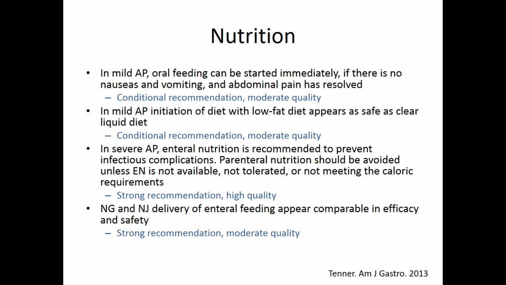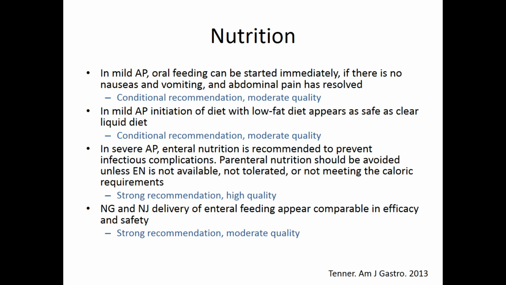So always use the gut whenever you can. And it's been reported to help prevent infectious complications. You will reserve parenteral nutrition for patients that are not able to tolerate enteral feeding, in whom enteral feeding is not available, or in patients that are not meeting their caloric requirements.